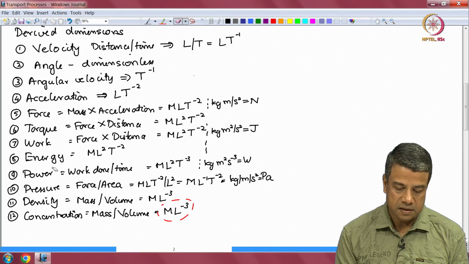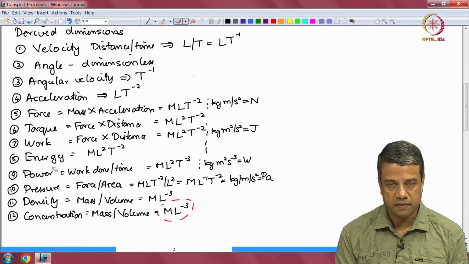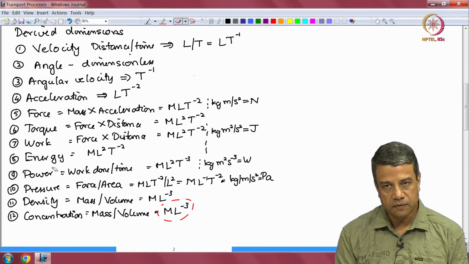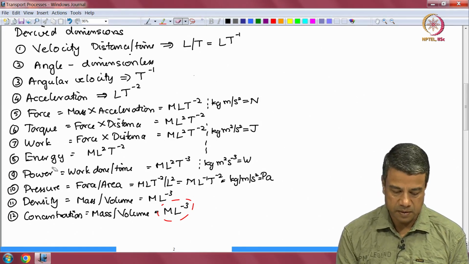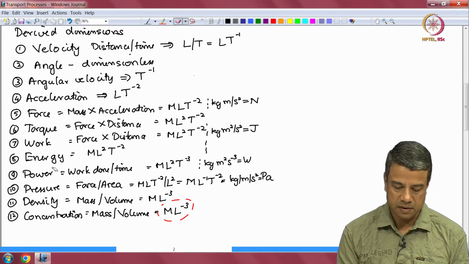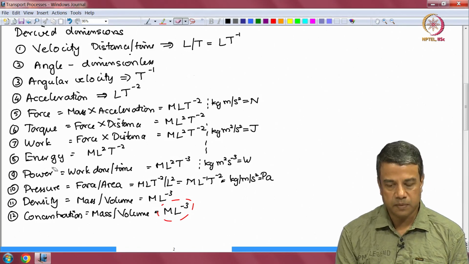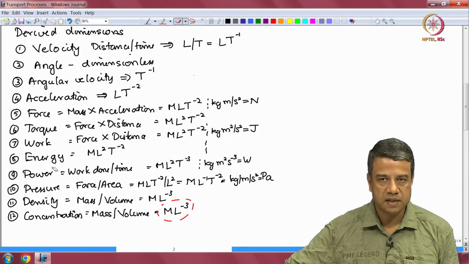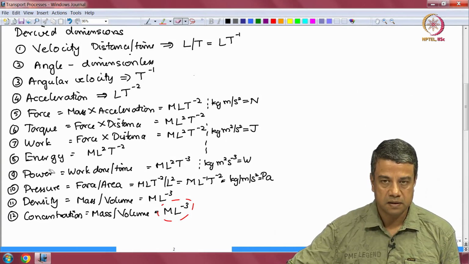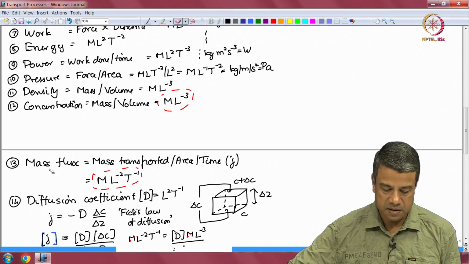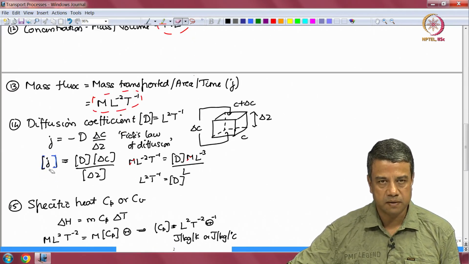Angular velocity has dimensions of inverse time, acceleration L t to the minus 2 because it is change in velocity per unit time. Force is mass times acceleration, M L t power minus 2. Work is force into distance, M L square t power minus 2. Power is work done per unit time, M L square t power minus 3. Pressure, stress, etc. have the same dimension, force per unit area, M L inverse t power minus 2. Density is mass per unit volume, concentration is also mass per unit volume.